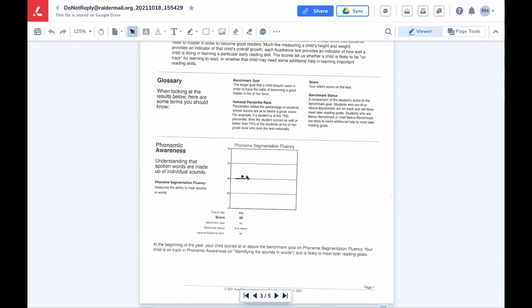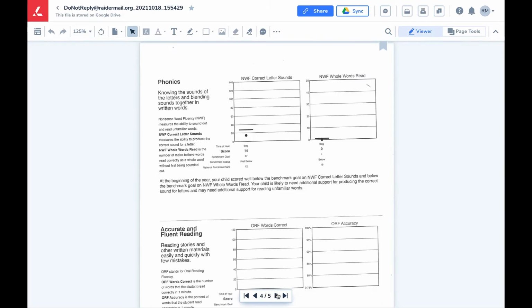Scores above the benchmark, doing great. If we're below, that's when we're taking a look at some different things, maybe interventions, maybe some sort of a read plan, that sort of thing. So that's what that means. We're going to move on a little bit here.